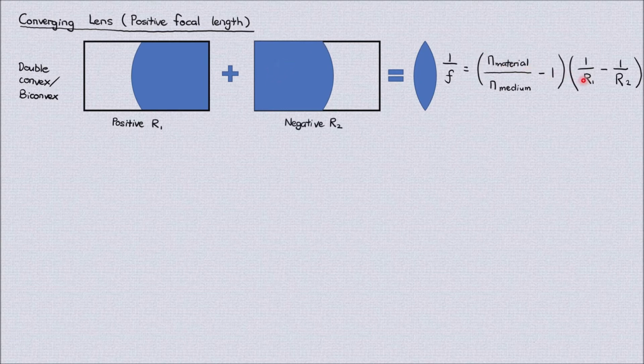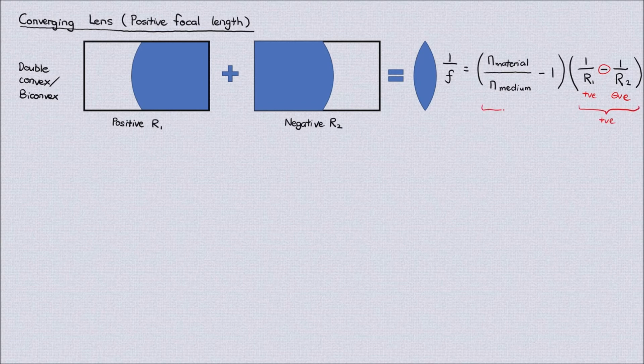Okay, so what will happen if we sub in positive R1 and negative R2? We will see that if we sub in positive for R1 and negative for R2, the negative and the negative over here will interact with each other, so it will be a positive second term. So one term which is positive plus another term which is also positive, you'll get an answer which is positive.